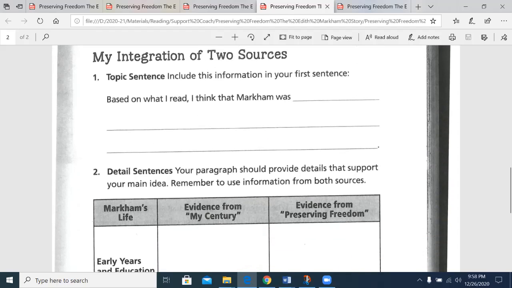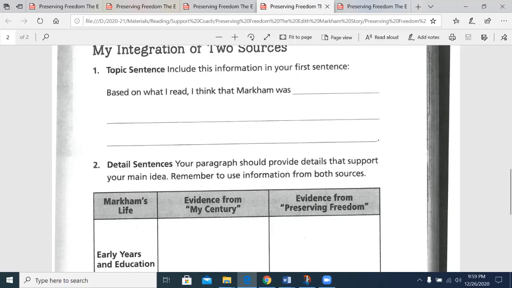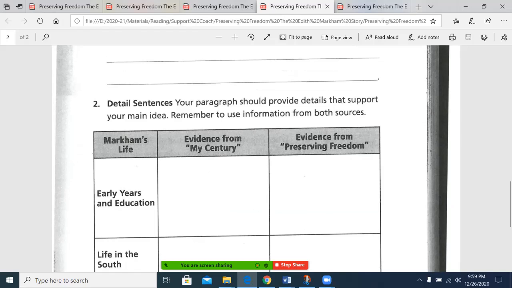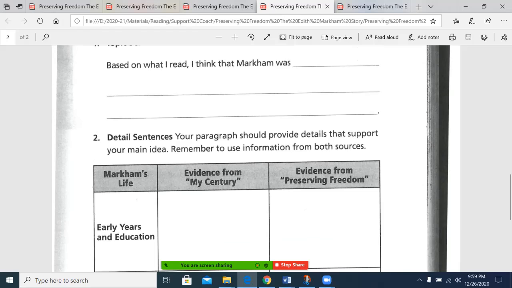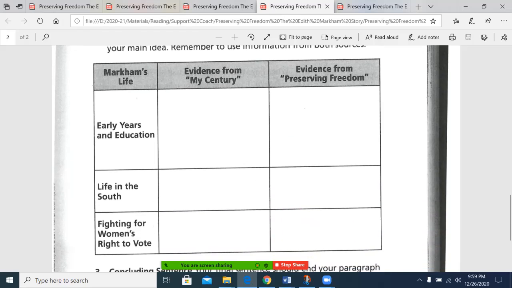Your topic sentence will begin with, based on what I read, I think that Markham was. Now you're going to put together your own opinion on Markham to finish that sentence, but every one of your paragraphs or spoken parts should start with that. Your paragraph should provide details that support your main idea. Remember to use information from both sources.